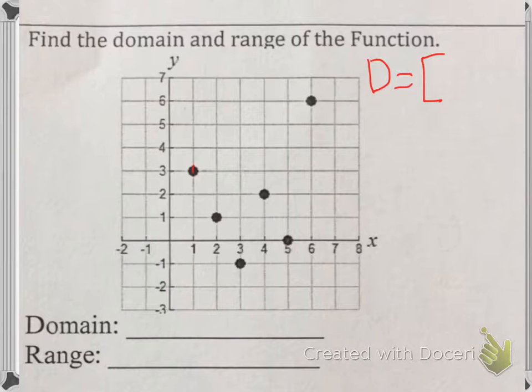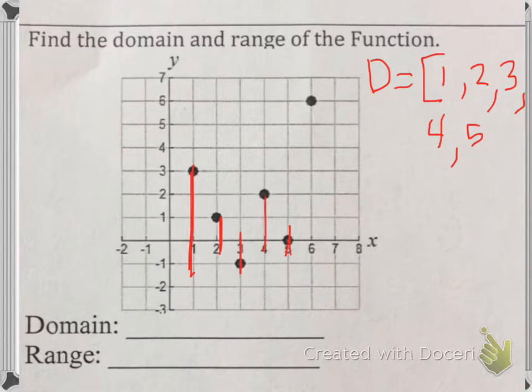So domain are x values. That x value is 1. This x value is 2. This x value is 3. This x value is 4. X value is 5. And x value is 6. So my domain is a set of numbers 1, 2, 3, 4, 5, 6.